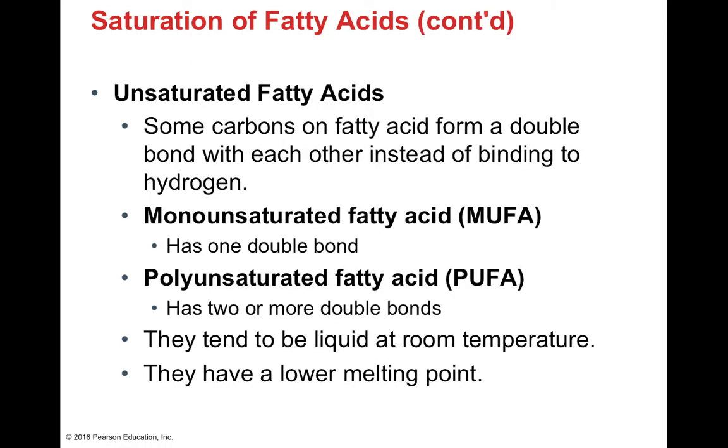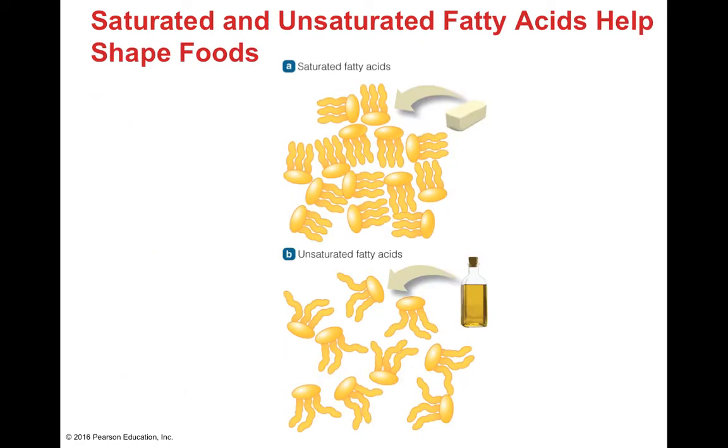Now, unsaturated fatty acids have a double bond somewhere along that carbon chain. So instead of binding to hydrogen, they're going to have a double bond between two carbons. If we have one of these double bonds, it's considered monounsaturated. And if we have two or more, it's considered di or polyunsaturated. These tend to be liquid at room temperature and have a lower melting point. Think like your olive oils, etc.